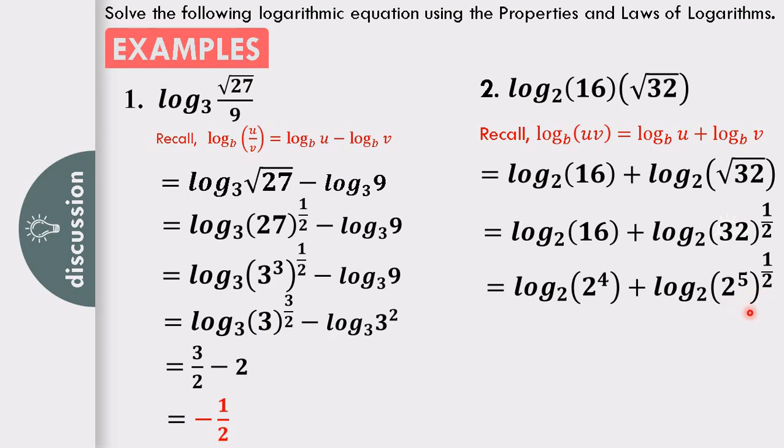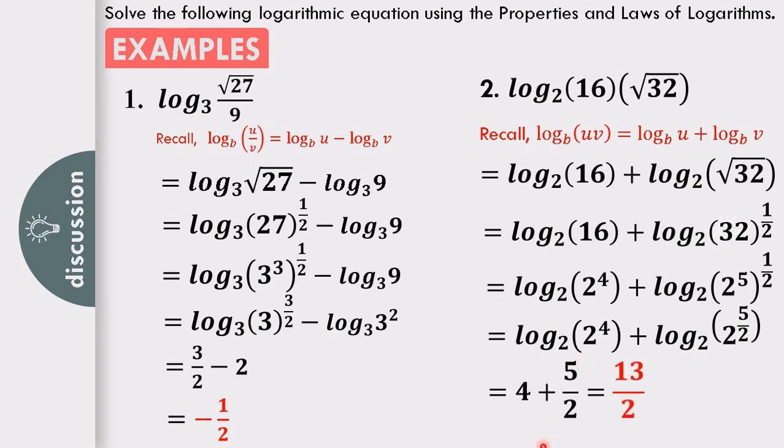Then simplify this. So we have logarithm of 2 raised to 4 to the base 2 plus logarithm of 2 raised to 5 over 2 to the base 2. Then use the property. Okay, so we have 4 plus 5 over 2, which is equal to 13 over 2.